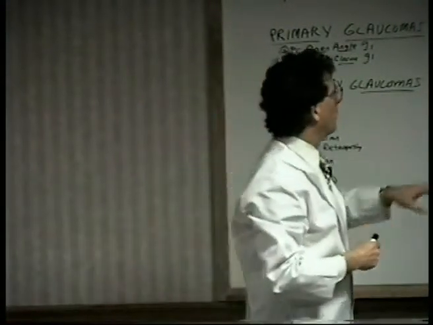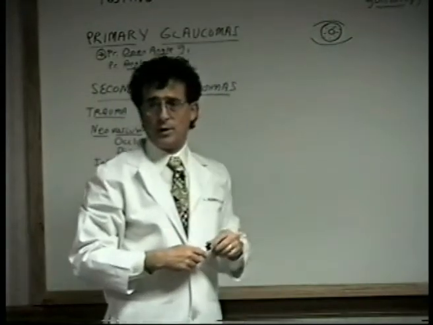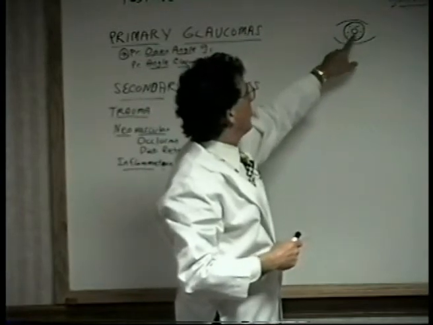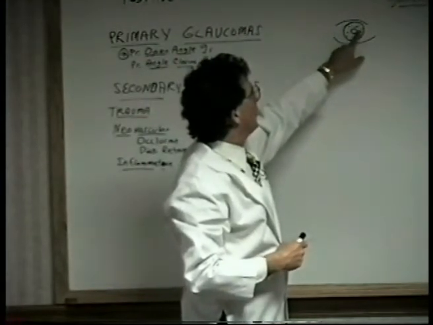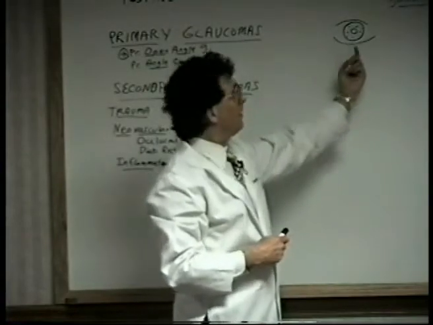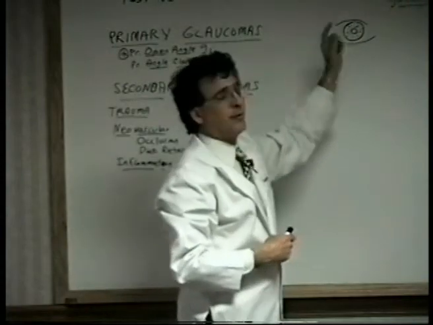A contact lens would fit right on the surface of the cornea. Depending on its size, it might cover the whole thing. Some lenses are very big, they cover the whole thing. So the fluid comes into the eye from behind the colored part of the eye, comes up through that pupil, and then it goes out through this drain all the way around the outside.